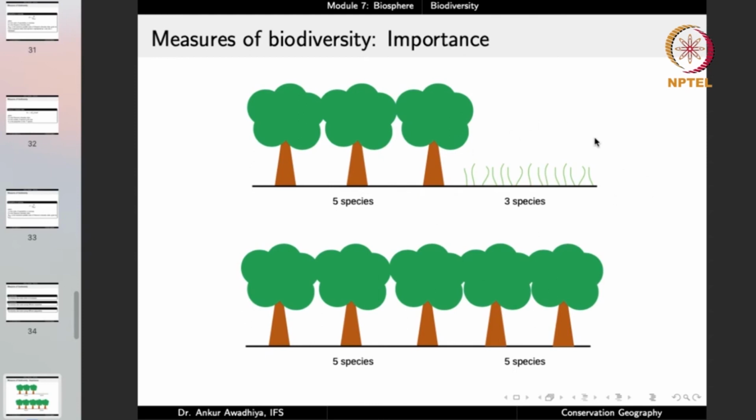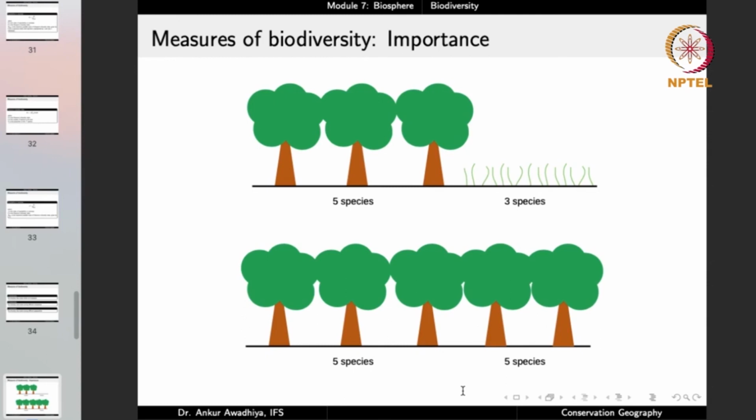Now somebody may come to this area and say that okay, a marsh has 3 species whereas a woodland has 5 species. Why don't we drain this marsh, and in that case when this area is drained, it becomes land, trees come up, then our biodiversity will increase from 3 to 5. That is, in this area currently there are 3 species, later on there will be 5 species.